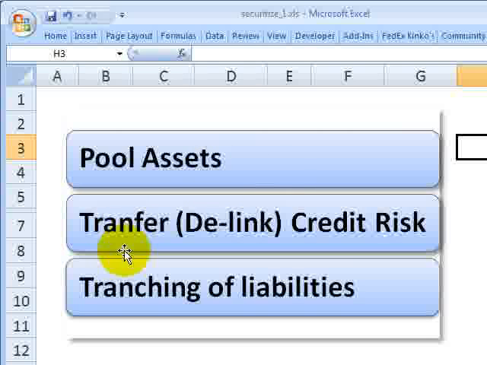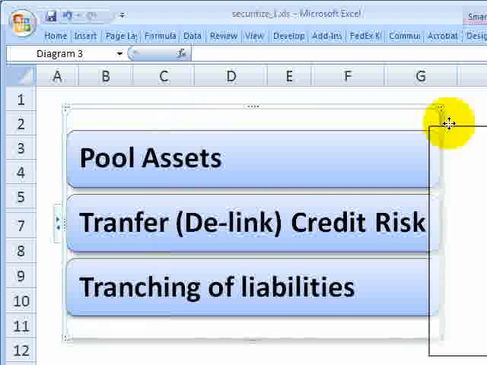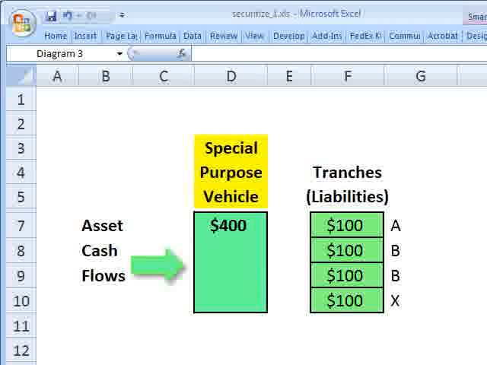The second key ingredient is the transfer or delinking of credit risk away from the originator to a third party or to the special purpose vehicle. So this transfer of credit risk, this separation, is a key ingredient in the securitization, and it's not just up to the whim of the originator.